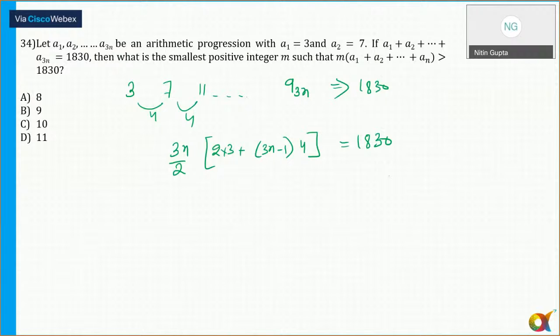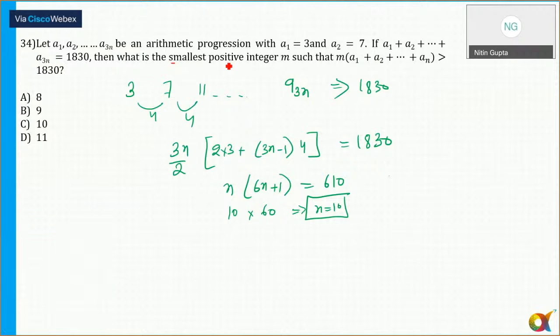If you solve this as equal to 1830, the equation I have got is n into 6n plus 1 equal to 610. And remember that n is always an integer. So the question is, in how many ways can 610 be written as a product of two integers? I just observed one of the cases, 10 into 61. So from this the value of n is 10. That is the only possible solution. You can also go by quadratic or try to factorize 610 and check that. So n is 10.